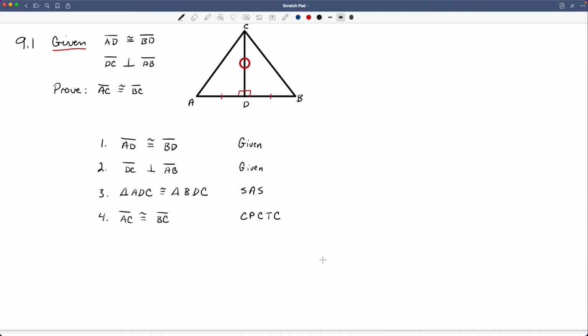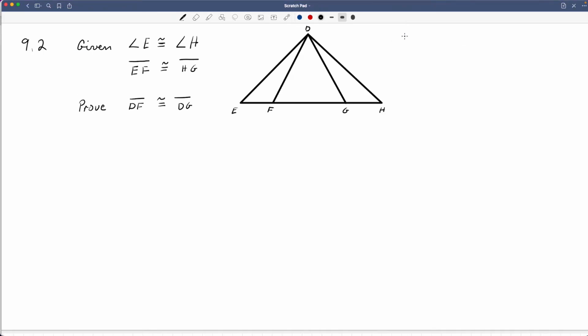So let's do one more. Let's do example 9.2. I'm going to pause and do that one for you. All right, so in example problem 9.2, our given, I'm going to use red here to indicate our givens. Our given is that angle E and angle H are congruent. So I'm going to mark those as congruent. And then EF is congruent to HG. So EF is congruent to HG.